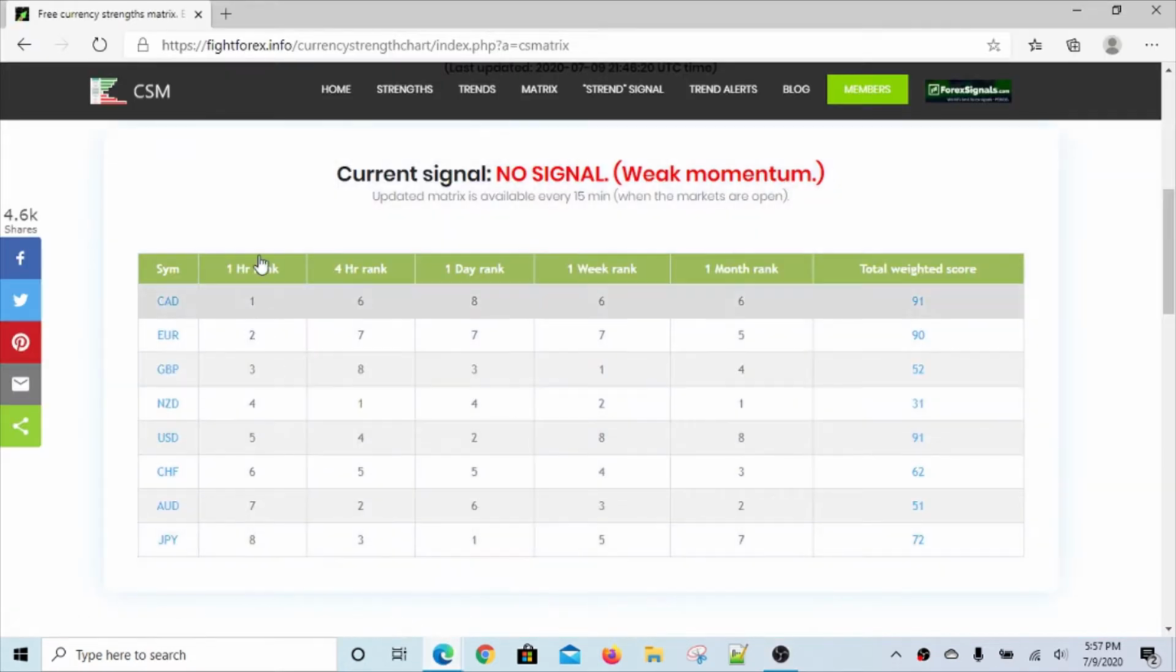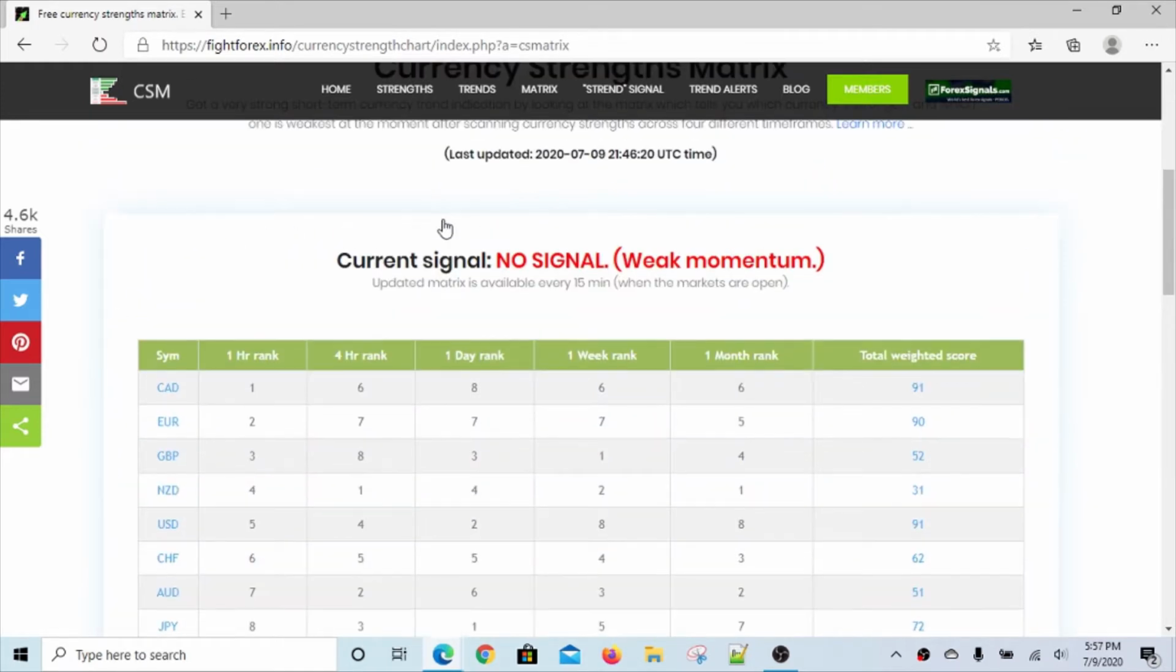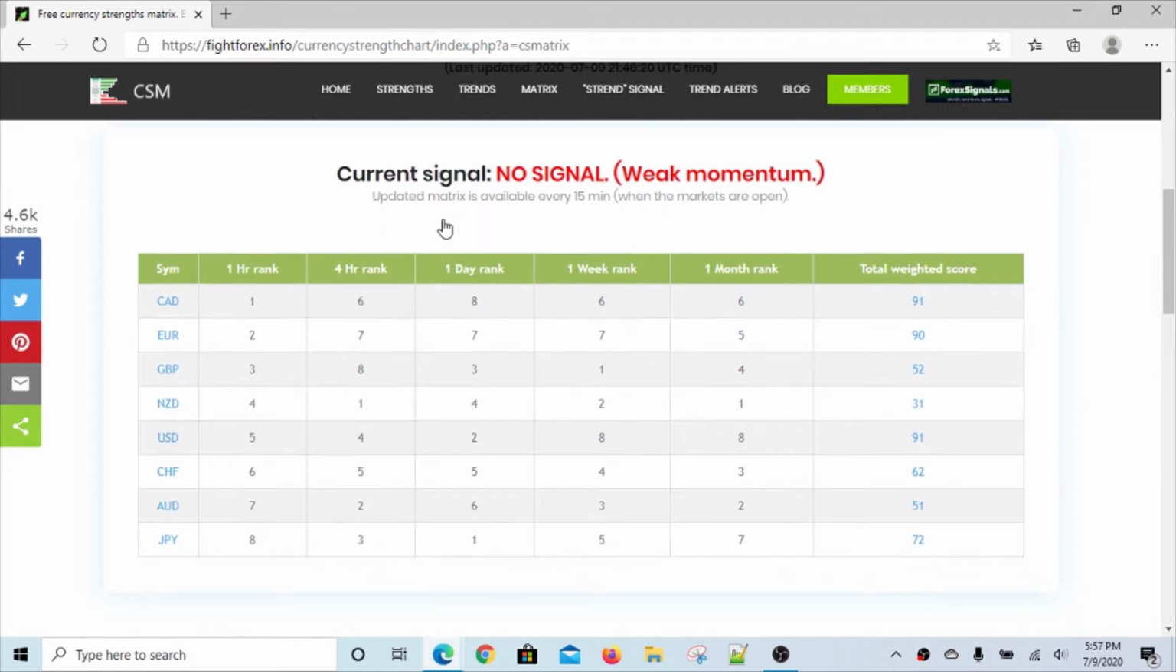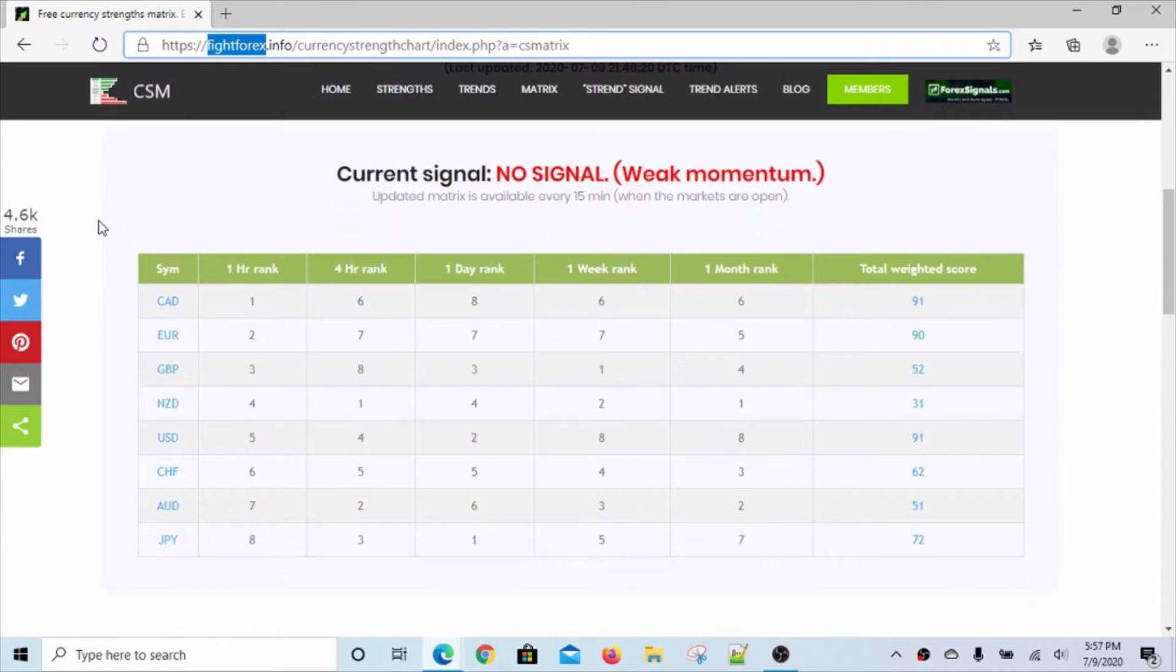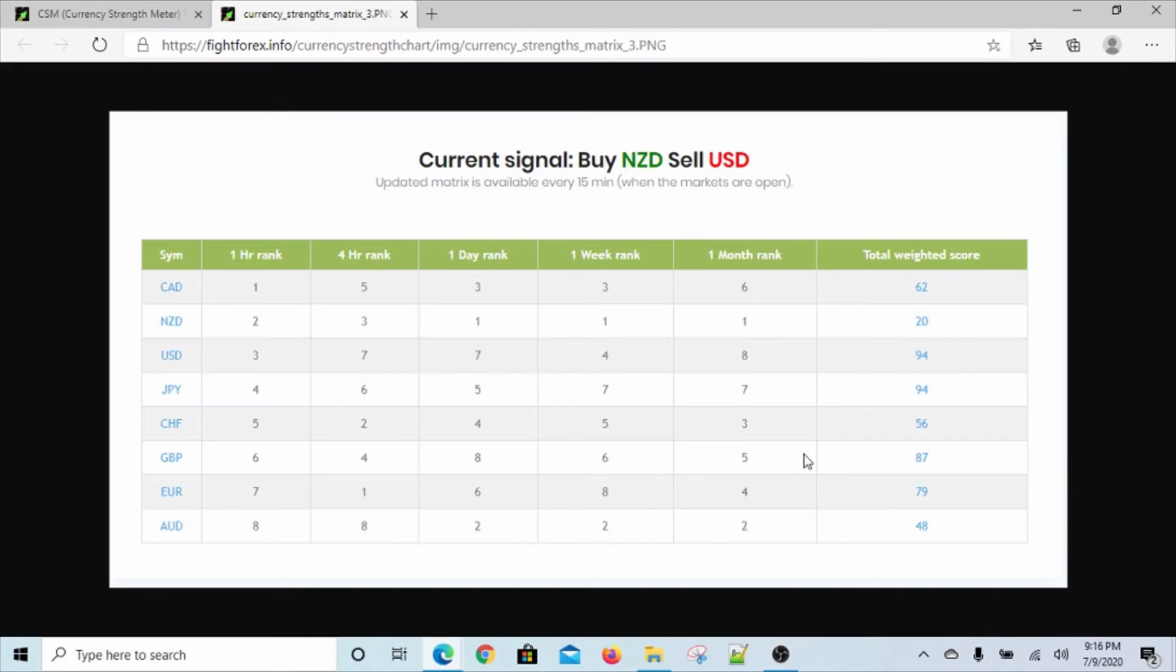Today I'm going to make a video about our currency strengths matrix. This is a unique indicator or a meter available only on our site, fightforex.info. Many people come back and ask me, what is this currency matrix all about? And today I'm going to make an attempt and make a video about that. Okay, so let's start looking into this.